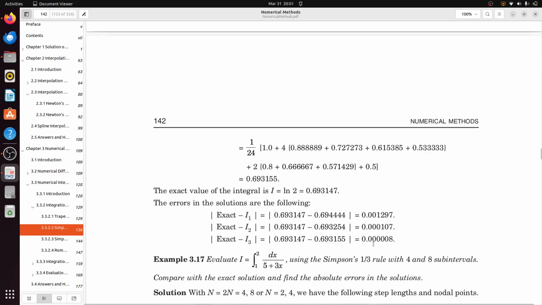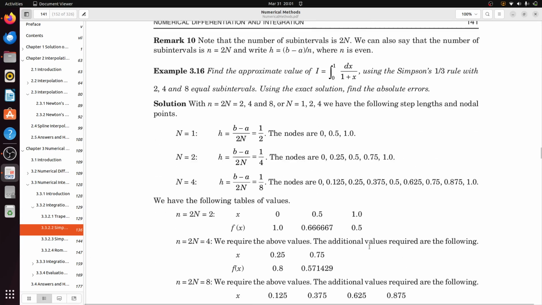the subinterval. Okay, so I will just discuss for n equal to 2. This is 0, 0.5 and 1.0.